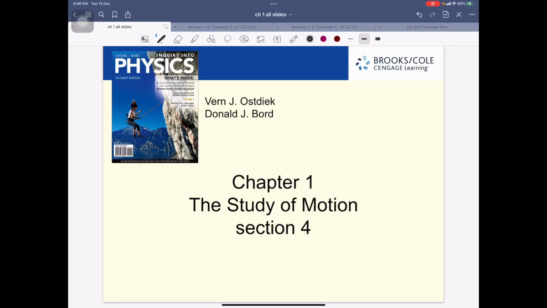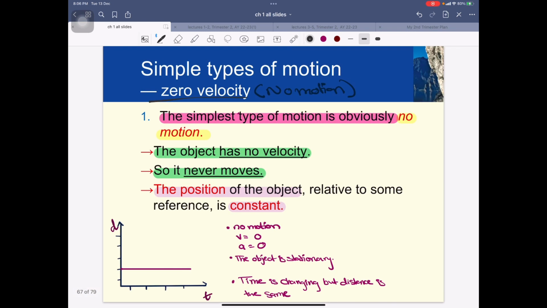We're gonna start right now the last section from chapter 1 في الفيزيكس اللي هو عندنا the study of motion. راح نتكلم عن the types of motion. So first of all we have simple types of motion, and let's start off with the simplest type of motion اللي هو عندنا the zero velocity. لما أقول عندي zero velocity يعني I have no motion.